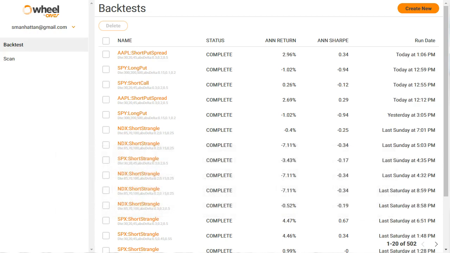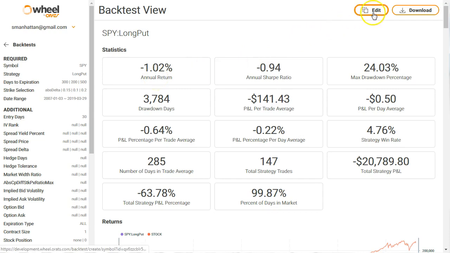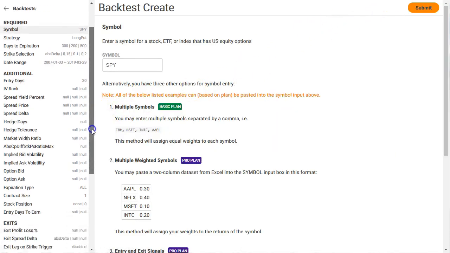Hey, this is Matt, and today we're going to look at exiting rules using the backtester. I've run a couple tests here that we can edit and look at the exit rules. Let's start with a long put, and we could edit that so there are no exit rules yet.